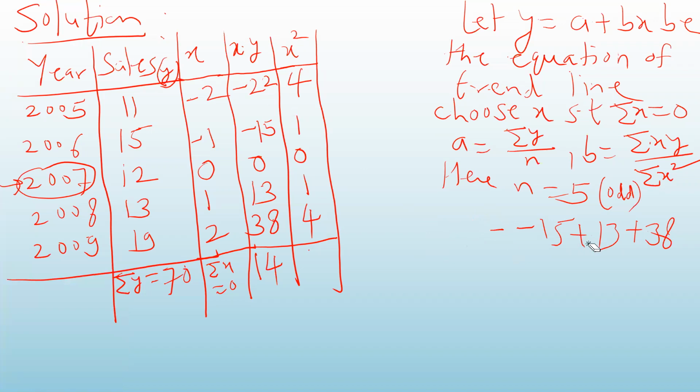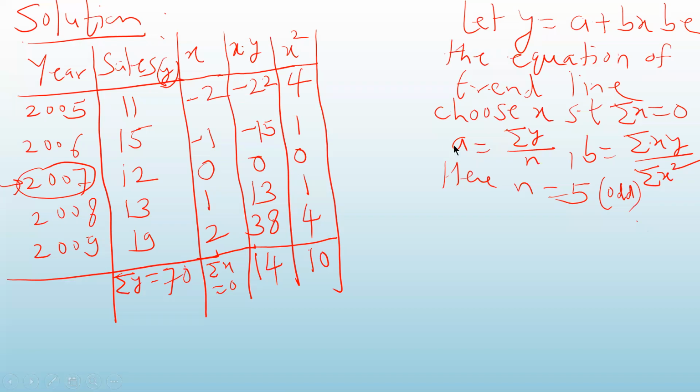Now what you have to do is take the sum of the X square column. What is your X square column? See here, X square means you have to take the sum of this column. So 4 plus 1 is 5, plus 1 is 6, plus 4 is 10. Without a calculator also you can do that. So the summation of X square column is 10.